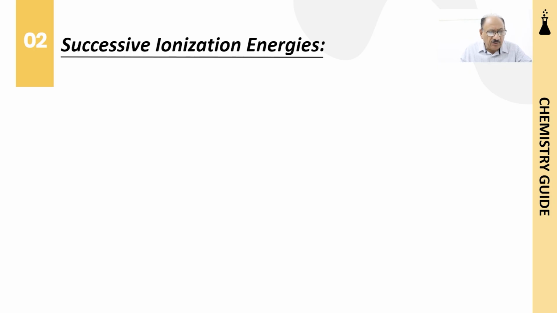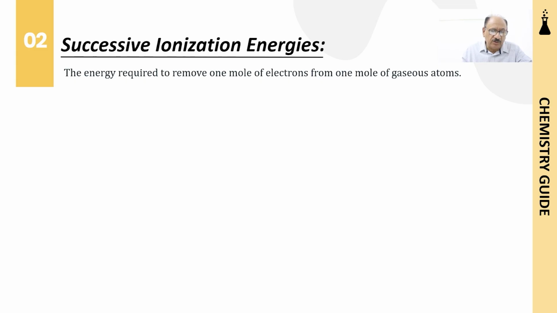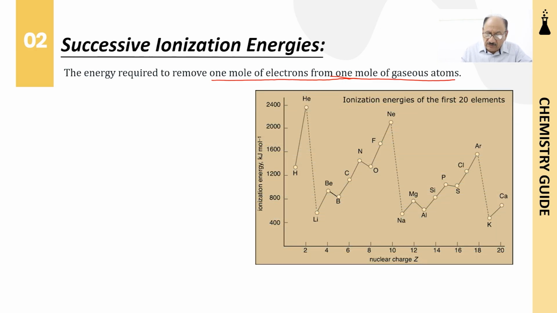Then successive ionization energies we can also discuss. It is the energy required to remove 1 mole of electrons from 1 mole of gaseous atoms, and this is measured in kilojoules per mole. This should be in the gaseous state. And this is the diagram. On this side is nuclear charge Z, and on this side is the ionization energy, kilojoules per mole.